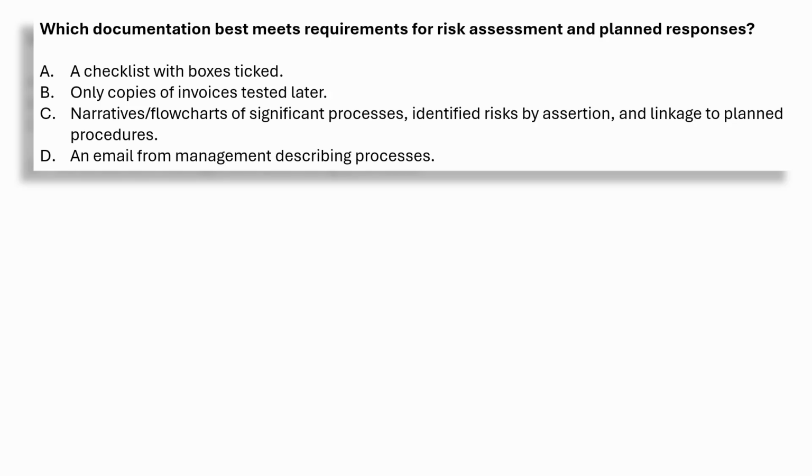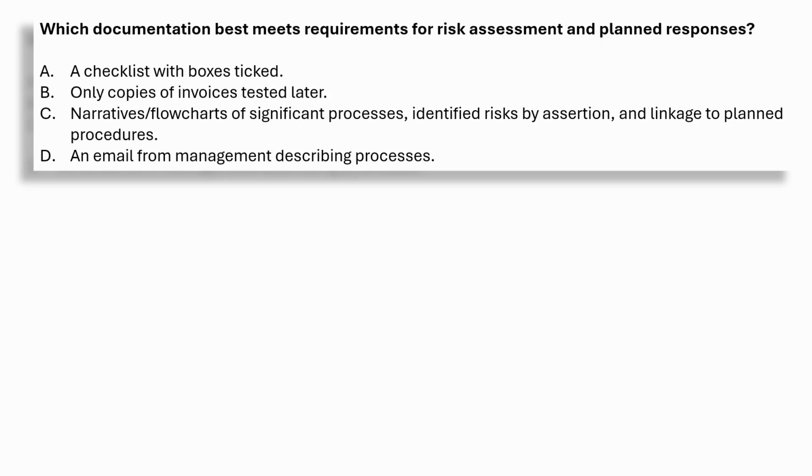Audit standards, AUC 315/ISA 315, expect more than just ticks. They want documentation that shows comprehension, risks identified, and how I'm responding. Option B, only copies of invoices tested later. Nope, those invoices are part of substantive testing evidence. But for risk assessment, I'm supposed to show what the process is, where misstatements could sneak in, and what I plan to do about it. Invoices alone are like handing in your exam answers without showing the study notes. The grader doesn't see your reasoning.